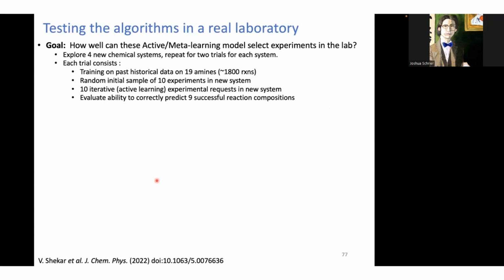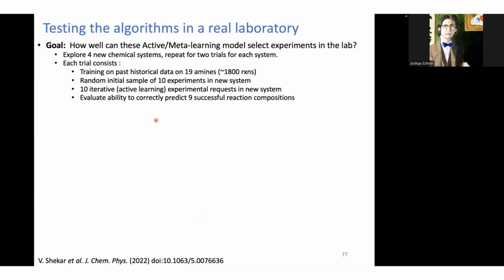But ultimately, the end goal was to test the algorithms in a real lab setting. So we looked at 4 new chemical systems, 4 sets of ingredients that we had never explored before and that are not present in that historical data. We repeated it 2 times, performing 10 initial random experiments, and then 10 iterative experiments where the model requests what new experiments to perform, and then we do them and feed that into the system.